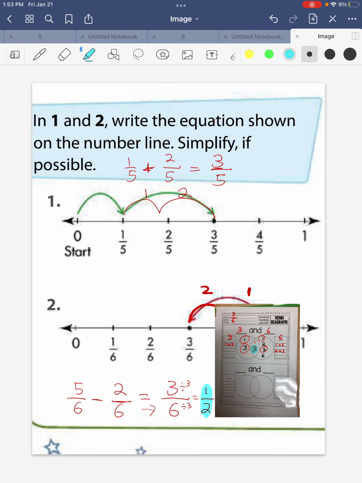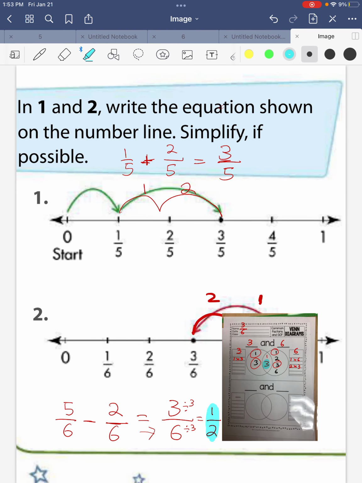So that is how we add and subtract fractions on a number line. For those of you that are at home, if you don't have this mat, remember, you can just put the numbers here. Like, for example, if I have 3 over 5, put 3 here, put 5 here, and see what two numbers multiply to get 3 or 5, okay?